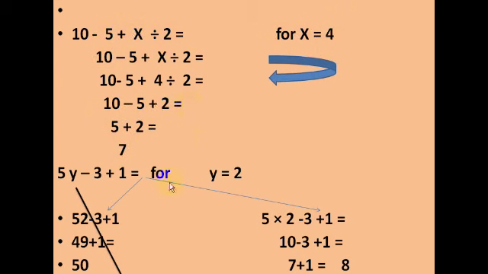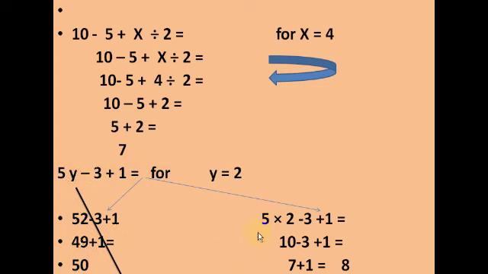And now, can you solve this expression, please? For y equal to 2, it means we have to replace the letter y by 2 in this algebraic expression. If we put it like this, 52 minus 3 plus 1, we get 49 plus 1, 50. Or if we put 5 times 2 minus 3 plus 1.